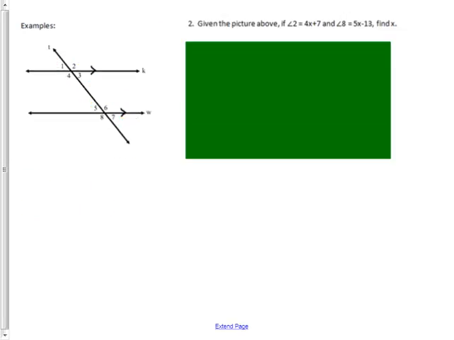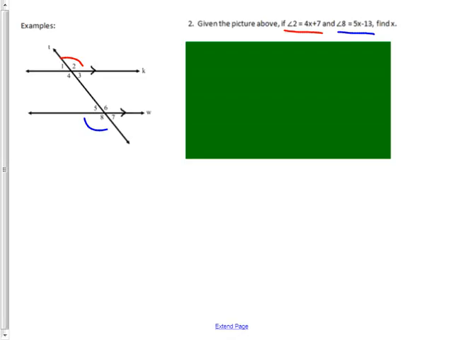For this example, it looks exactly the same. We have lines K and W, which are parallel, cut by a transversal T. In this situation, though, we know that angle 2 is going to be 4x plus 7, and we know that angle 8 is going to be 5x minus 13. So we know angle 2 and we know angle 8. Now, what else do we know about angle 2 and angle 8?